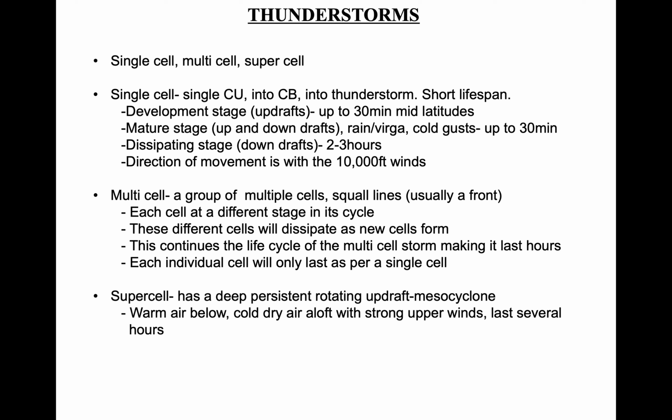And then the supercell. Basically it's got a deep, persistent rotating updraft known as a mesocyclone. You've got warm air below, cold, dry air aloft with strong upper winds, and it can last several hours. Not something we really see in the UK.